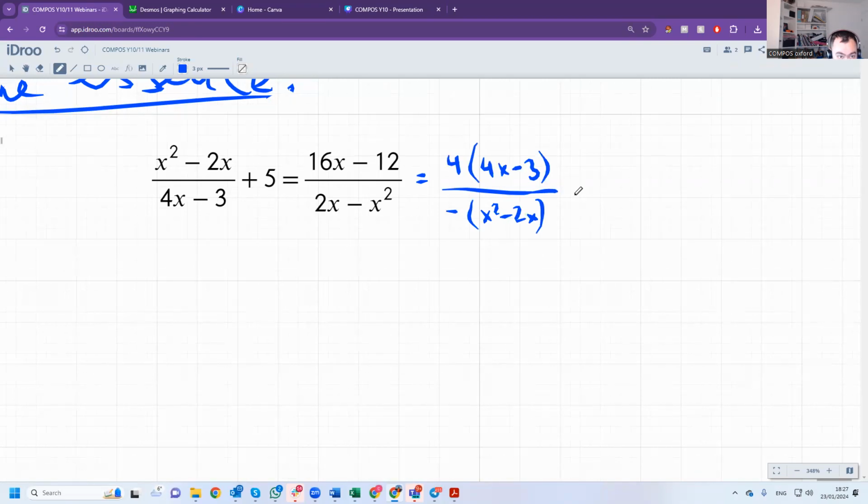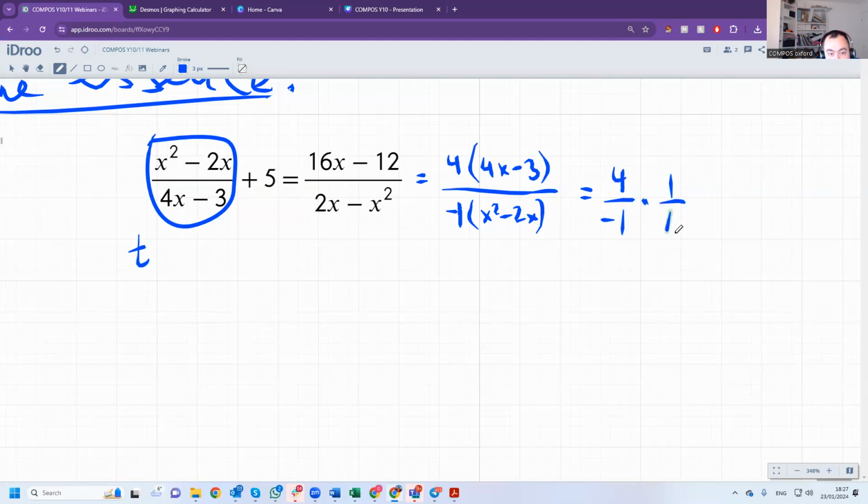And if this fraction is t, then this fraction is 1 over t. So technically it's 4 divided by minus 1, multiplied by 1 over t, because that's the upside down fraction. And that means it's minus 4 over t. Does that make sense? No? Mark? Okay. So it's t plus 5 equals minus 4 over t.